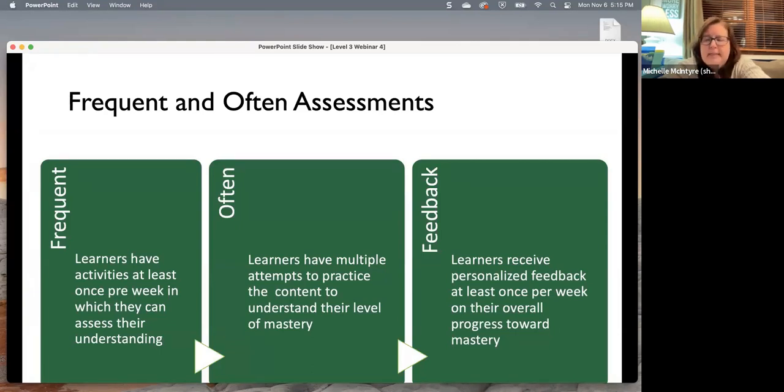So frequent and often assessments are also part of Caring Campus, another plug. If you didn't hear that earlier, Caring Campus next year. And so this is one of those strategies. Why? Because students who are first generation, students of color, students who are disabled, students who are marginalized need additional ways to check their understanding. It improves their overall performance and does increase retention. So this is a great strategy to add to your course if you don't have it already.